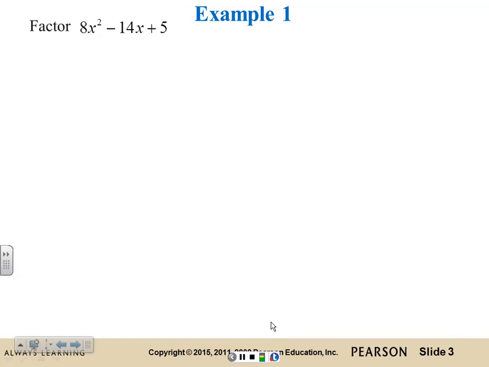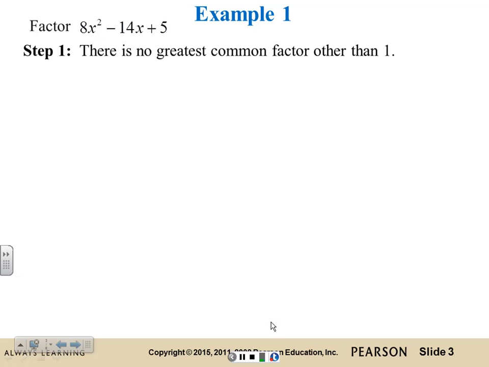So let's try one. We're going to factor 8x squared minus 14x plus 5. Step number 1, look for a greatest common factor. We have a trinomial. Our leading coefficient is not 1. So the best option would be to try to factor out an 8 to make that leading coefficient 1. But 8 won't go into 14 and 5, so there is no greatest common factor that we can factor out.